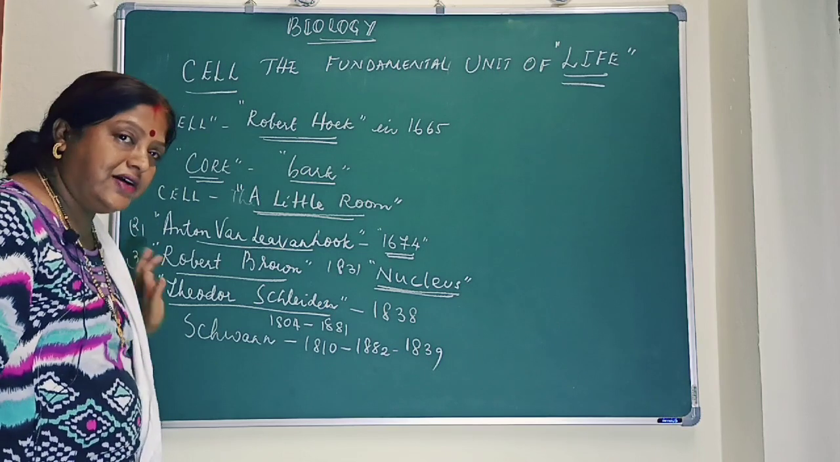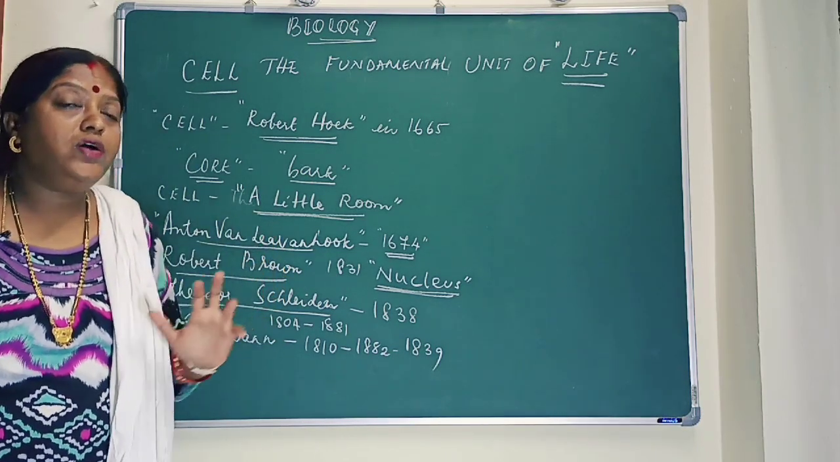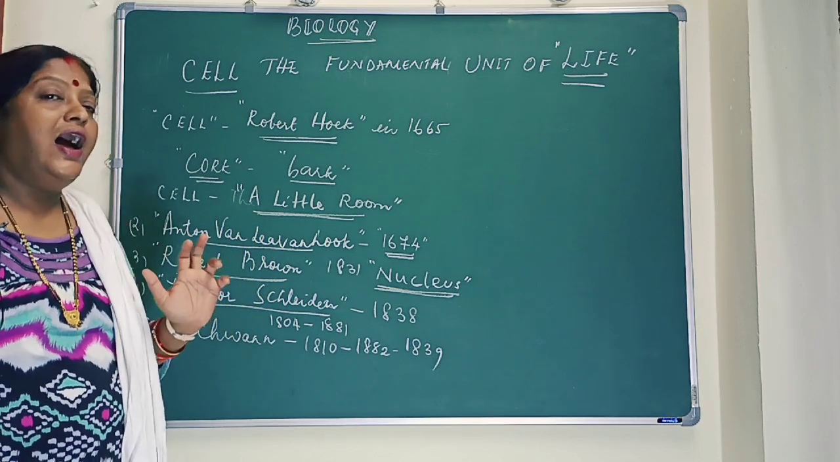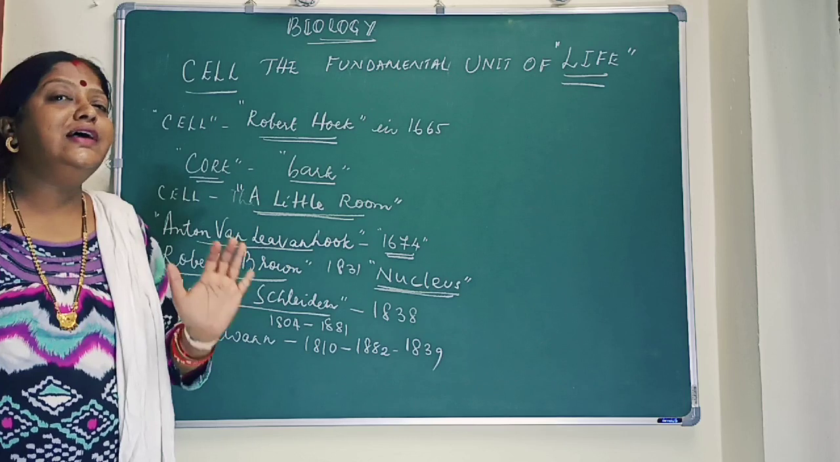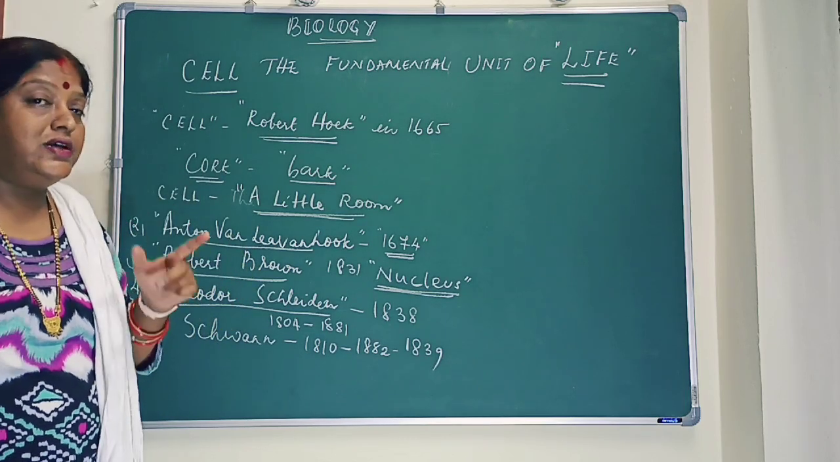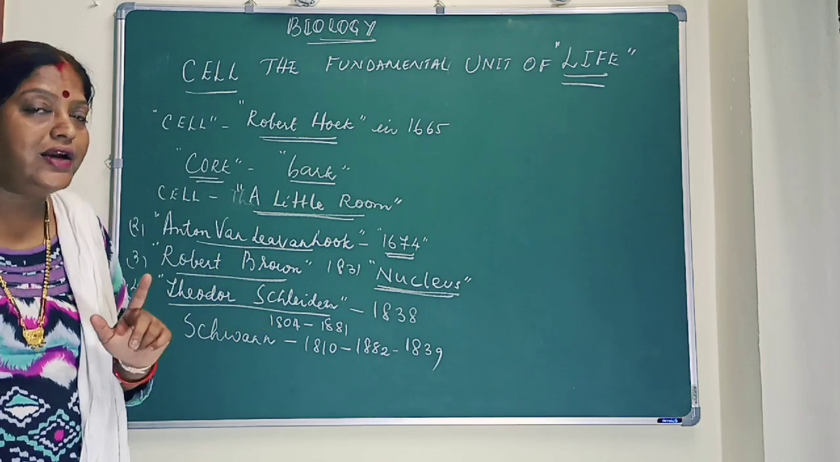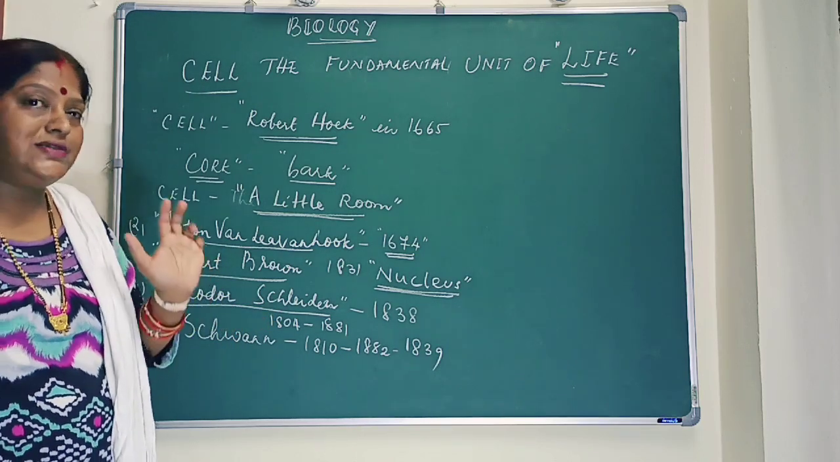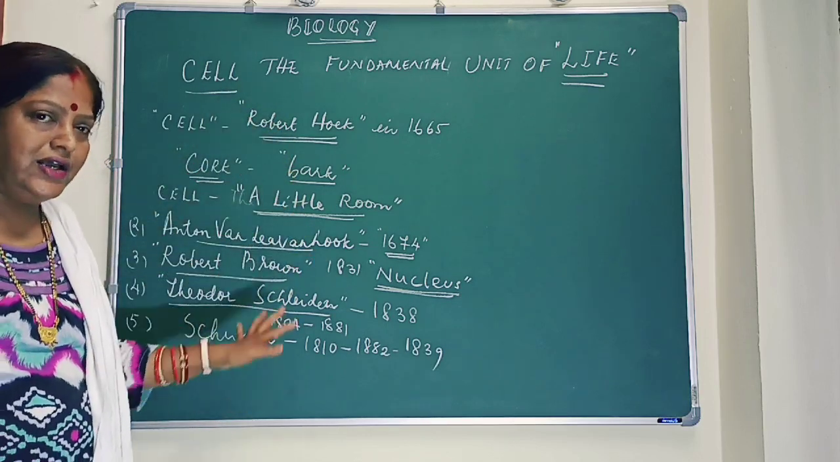In the year 1839, he studied animal tissue. He made a long study on animal tissue, and he said that there is plasma membrane and cell wall is absent. So the cells have a cell membrane, the cells have a nucleus, but cell wall is absent. Understood, children? So like this they studied about the cell.